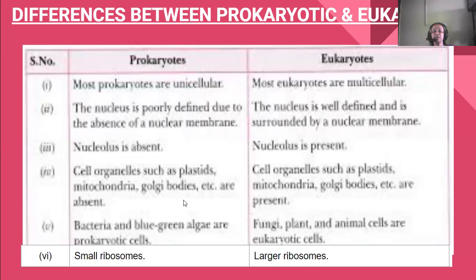Cell organelles such as plastids, mitochondria, and Golgi bodies are all absent in prokaryotes, but in eukaryotes there are plastids, mitochondria, Golgi bodies, etc. Examples of prokaryotes are bacteria and blue-green algae, and in case of eukaryotes, fungi, plants, and animal cells are all eukaryotic cells. Prokaryotes have small ribosomes, whereas eukaryotes have larger ribosomes.